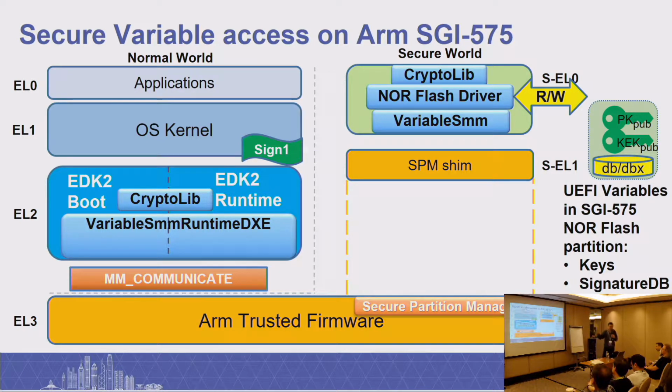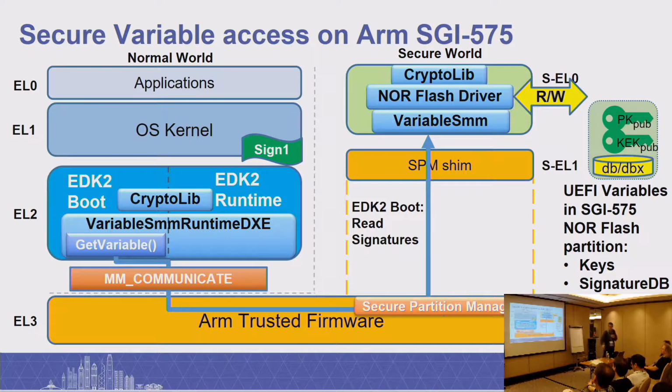So which are the steps that we are implementing using this framework? Well, 2 basic steps. One is the get variable part. So in the boot phase, the EDK2 boot code needs to verify the signature of the operating system before launching it in execution. And in order to do that, it needs to read the signature from the signature database that's stored somewhere in your storage medium.